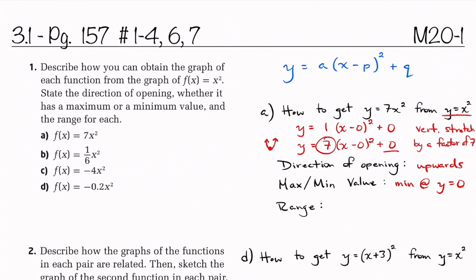And then the range is going to be y given that y has to be greater than or equal to, because it has a minimum of 0. And y has to be an element of the real numbers. So our graph was like this. It only went as low as 0, so y has to be greater than or equal to 0.